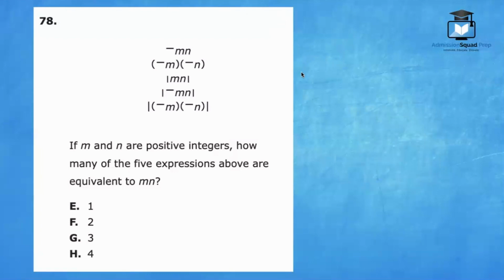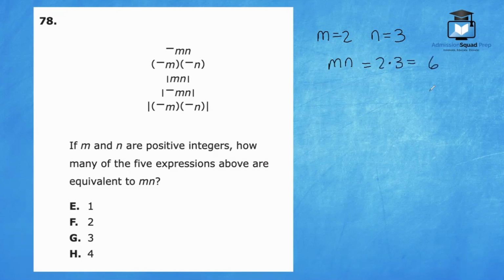Number 78. If m and n are positive integers, how many of the 5 expressions above are equivalent to m times n? If variables intimidate you, we can go ahead and use actual numbers to help us understand the behavior of these expressions. So let m equal 2 and n equal 3. Let's take a look. M times n will be 2 times 3, which is positive 6. So the question is asking how many of the 5 expressions will be equivalent to m times n, which in our example is positive 6.